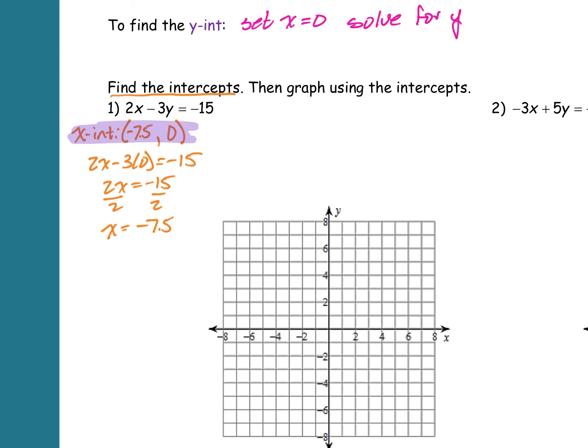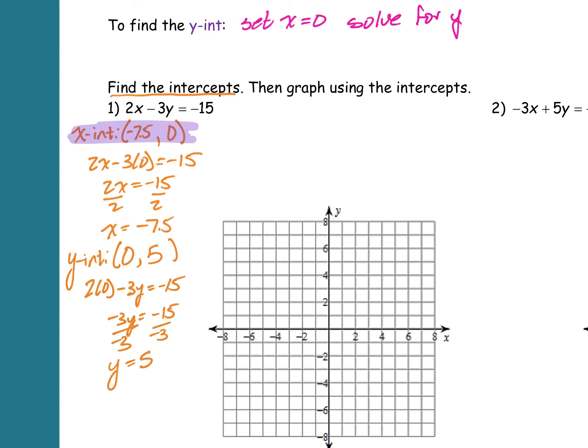Great. And then I'm going to find my y-intercept. My y-intercept is when x is 0. So wherever there's an x in my equation, I'm going to put a 0. So I've got 2 times 0 minus 3y equals -15. So 2 times 0 is? 0. So I've got -3y equals -15. Divide by -3. Y equals +5. Are you okay with that? So my y-intercept is 0, 5.